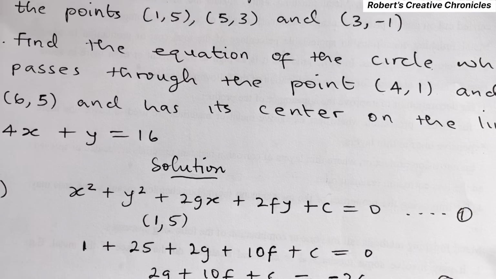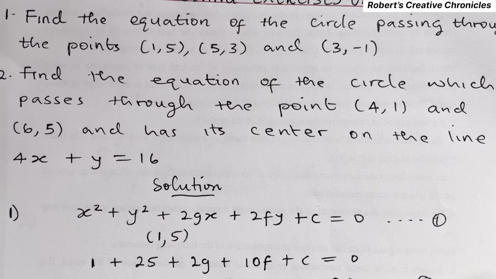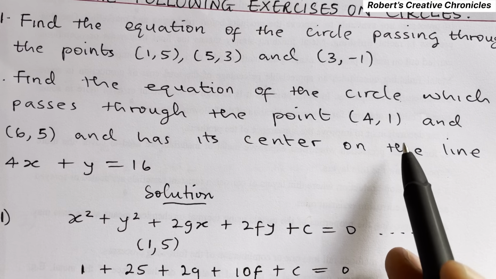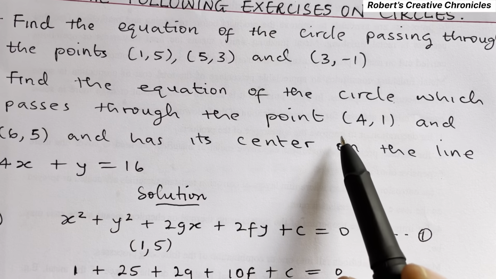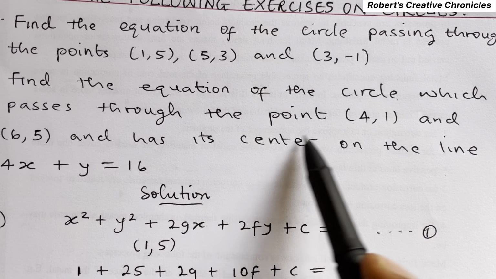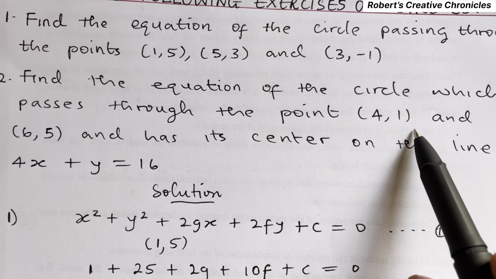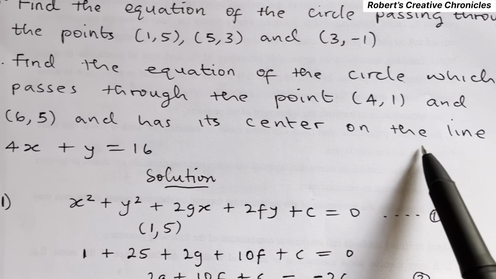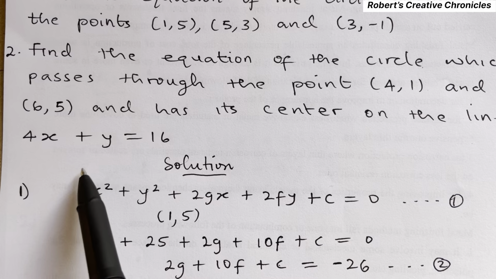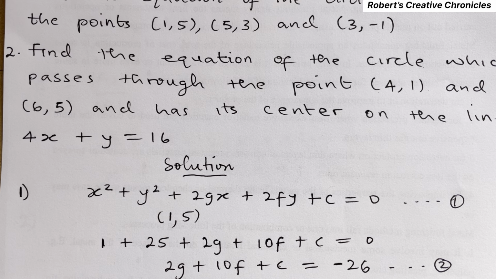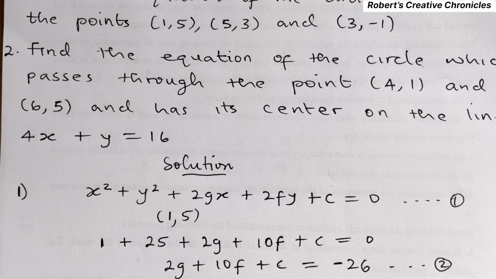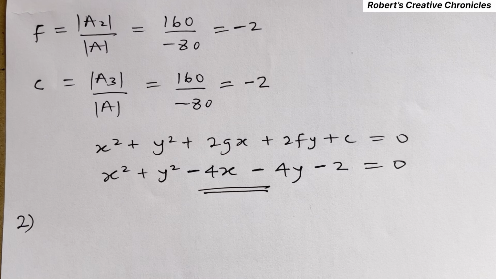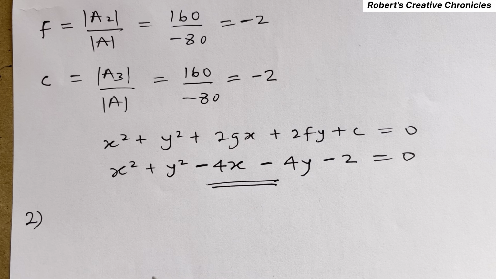The second one states, find the equation of a circle which passes through the points 4 and 1 and 6 and 5 and has the center on the line 4x plus y is equal to 16. So we'll substitute these 2 points first in the general equation of a circle. The first point is 4 and 1.